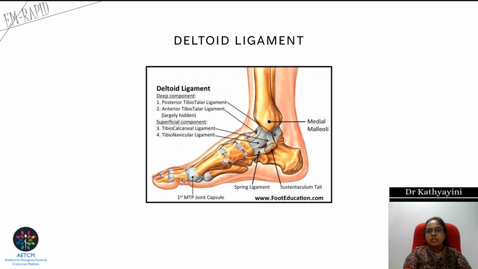Medially, there is the deltoid ligament. The deltoid ligament has deep and superficial components. The deep components include the posterior tibiotalar ligament and anterior tibiotalar ligament, and the superficial components are the tibiocalcaneal and tibionavicular ligaments. Medially, the tibia is connected to the talus by the anterior and posterior tibiotalar ligaments, then the tibia is attached to the calcaneum by the tibiocalcaneal ligament, and also to the navicular by the tibionavicular ligament.